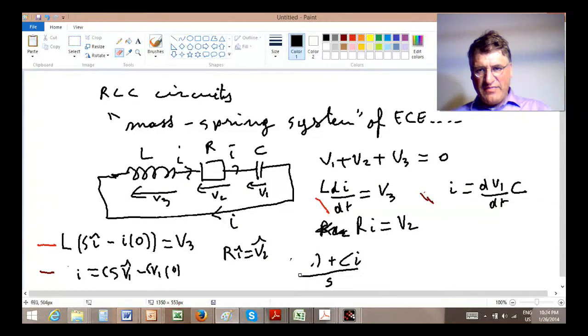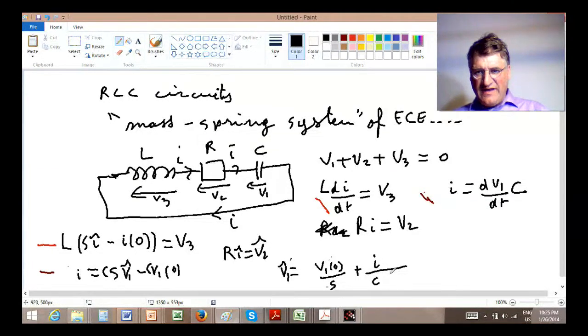So if I recap and correct this, I obtain that V1 hat is equal to V1 of 0 divided by S plus I hat over C S.